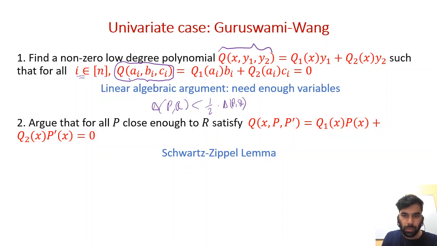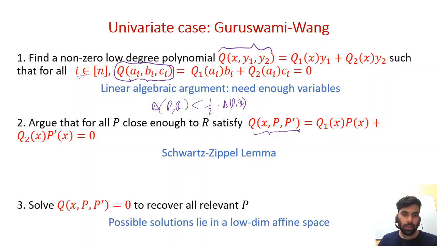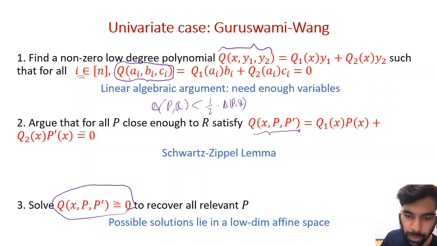This usually requires showing that this polynomial has a lot of roots and its degree is low, hence it has to be 0. This is the Schwarz-Zippel lemma that we saw previously. And the third step is to then use this identity. Since this is a polynomial identity, mind you, this is identically 0. We can try to guess the coefficients of p and p prime because we get several constraints on them.